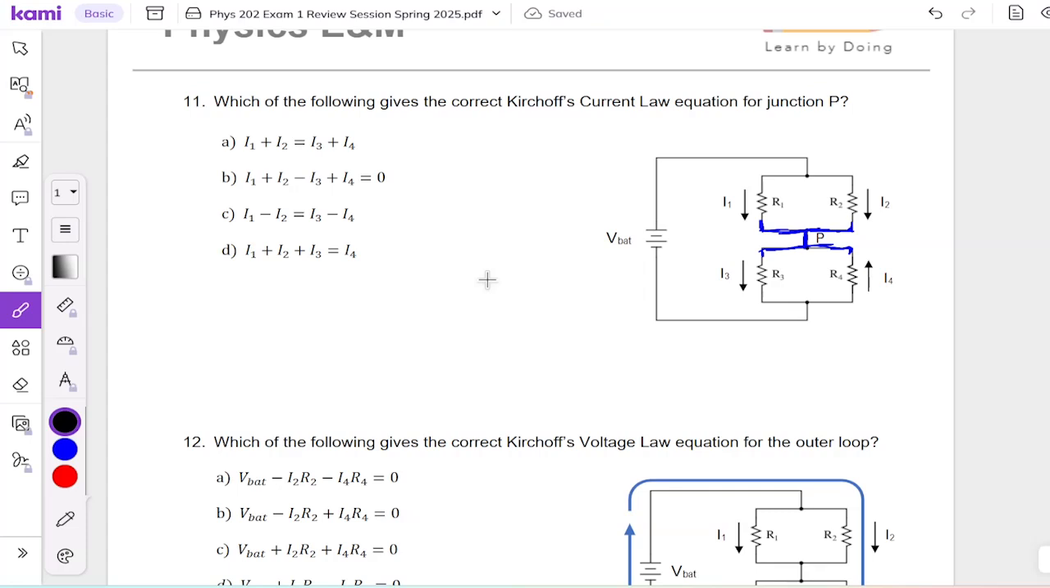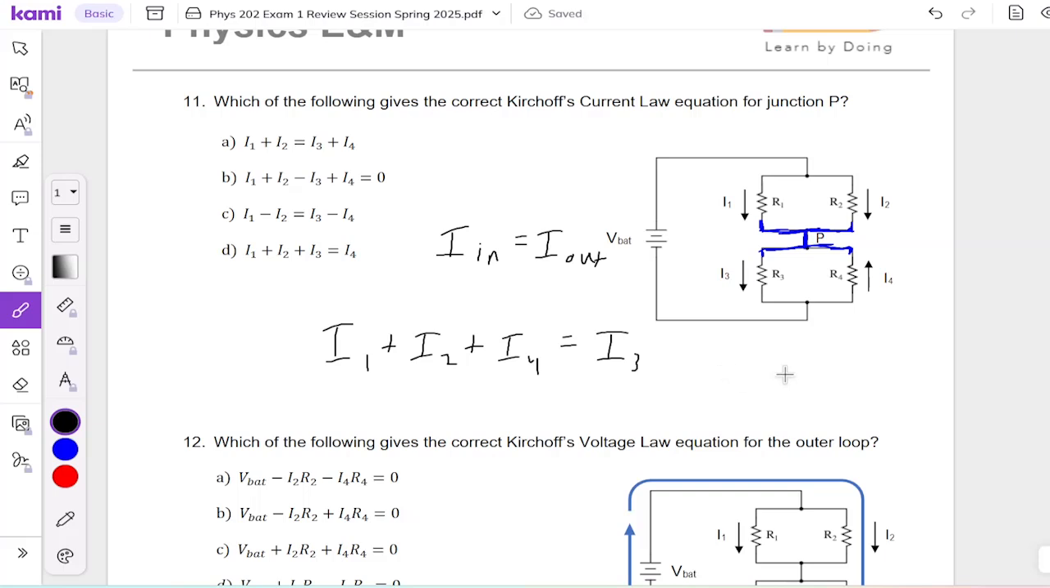Okay. But the actual equation itself isn't that bad. I in equals I out. Going in looks like 1, 2, and 4. I1 plus I2 plus I4. And then going out is the only other one, I3. Okay, and there's my answer.